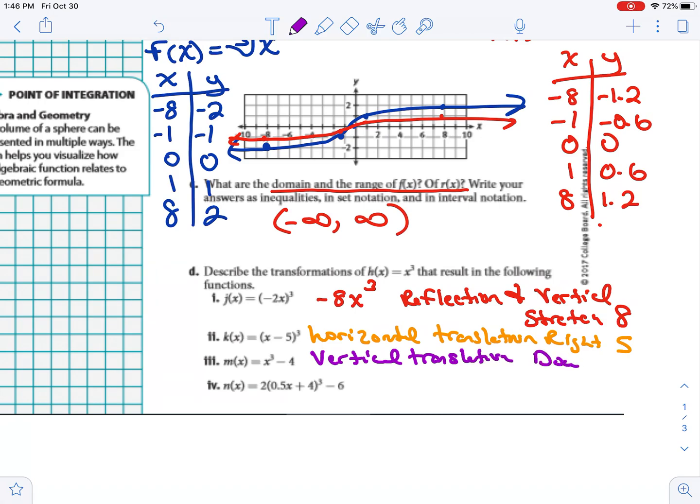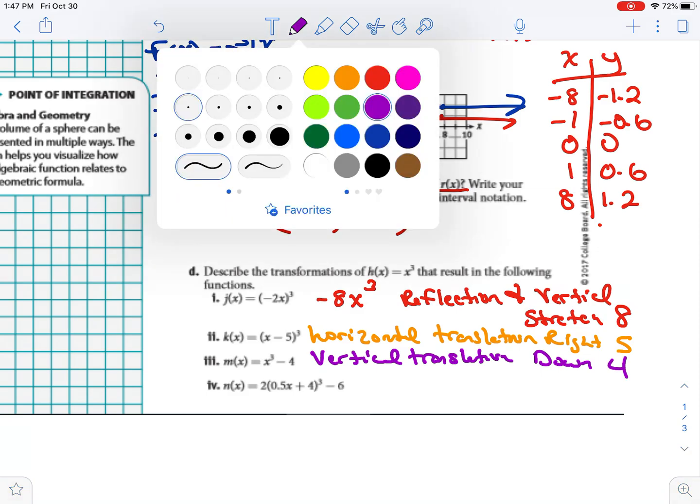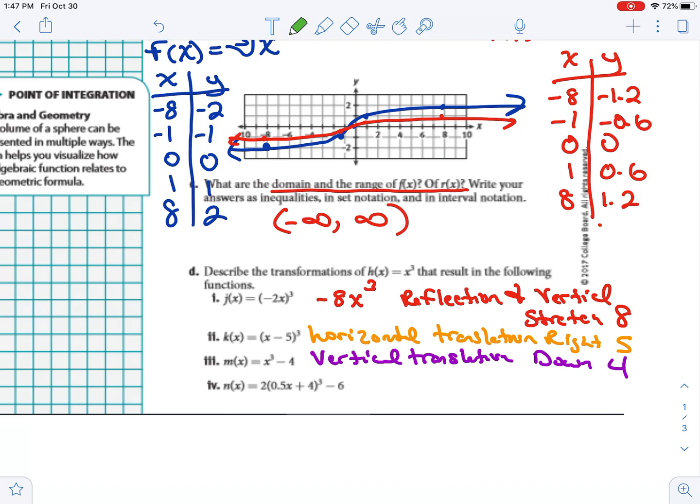That's going to be down 4 units. Okay, and the last one has a bunch of different things happening with it. Since we have a 0.5 inside the quantity there, we could think about factoring that out. It would have to have been multiplied by 3 and then times that 2 in front.